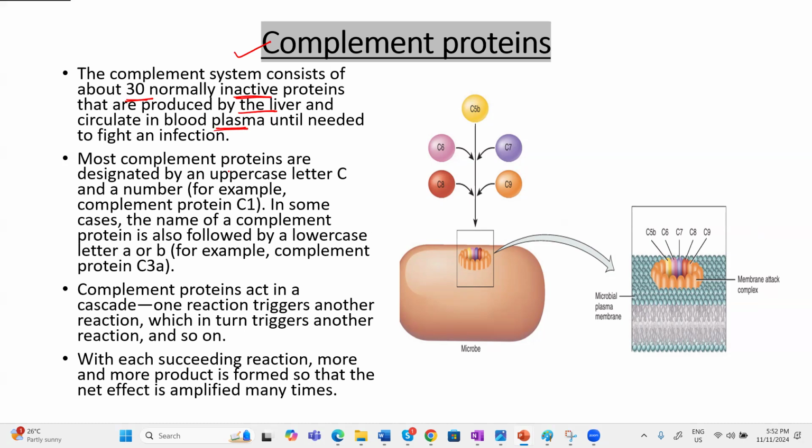Now, these complement proteins are represented by the symbol C. You write the number, obviously, many types are there. So we are writing 5, 6. You can see here, these are the numbers we are giving. And sometimes there is an A and B type also, so we write a small letter after that. And they will start a cascade reaction, one after another, so that the reaction result can be amplified.